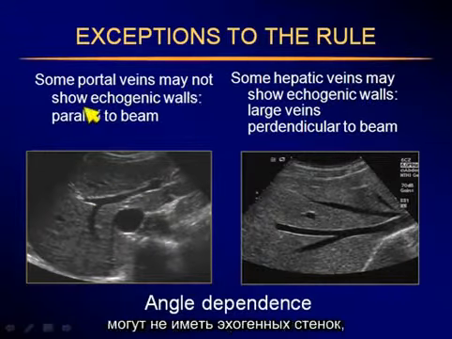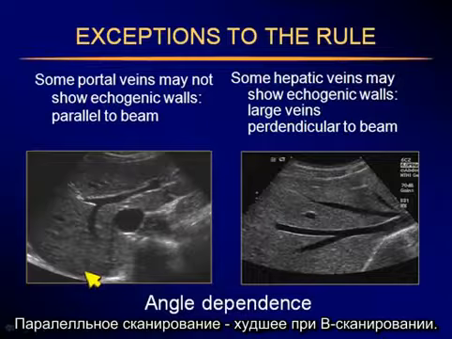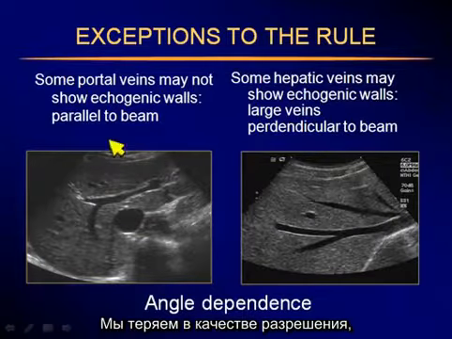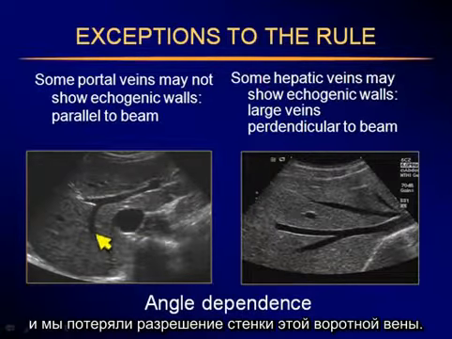Some portal veins may not show echogenic walls because they become parallel with the beam. Parallel is the worst angle for B-scan. So we're losing resolution, and we simply lose resolution of this portal vein wall.